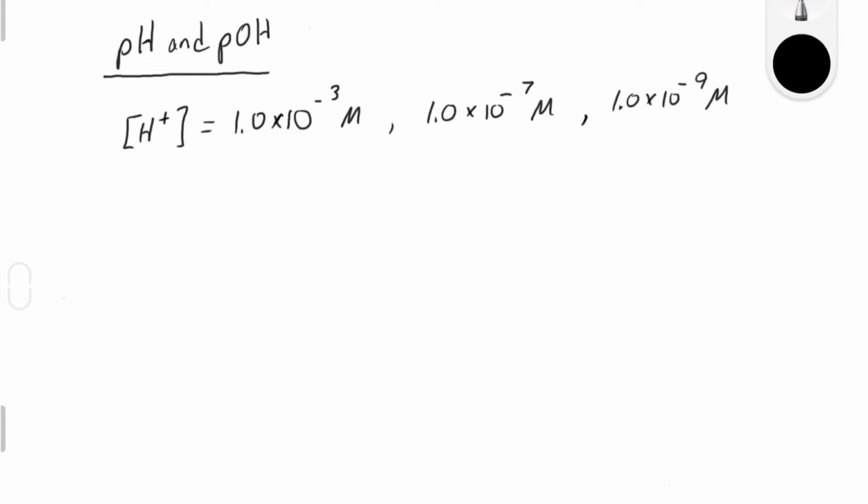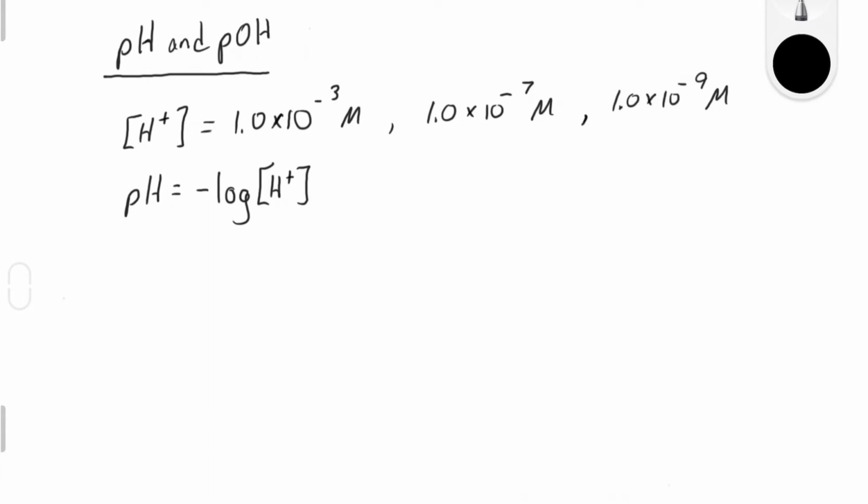One of the common ways we measure acid strength is through measuring the H+ concentration in terms of molarity. Sometimes, however, molarities have very, very small values, 10 to the negative 3 or 7 or 9 molar. And there's another method that we can use to measure the concentration called pH. pH has a simple definition. It's just the negative log of the H+ concentration.